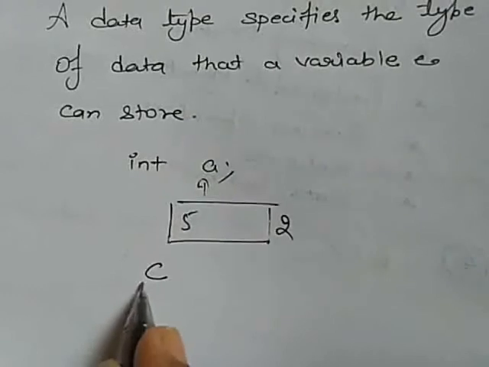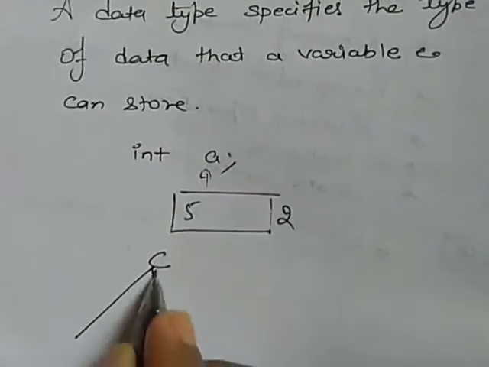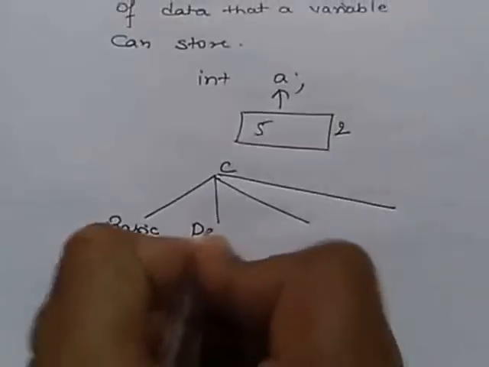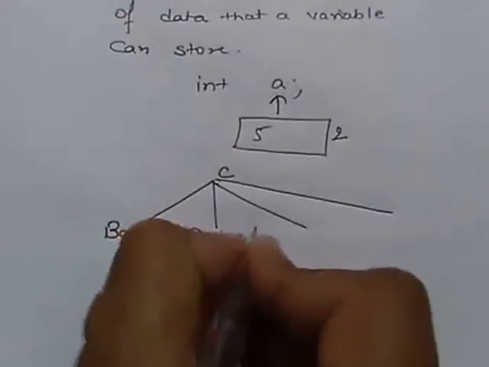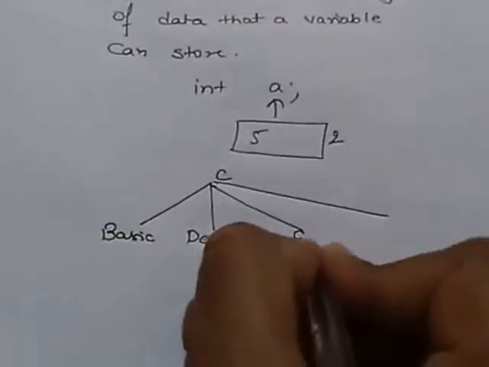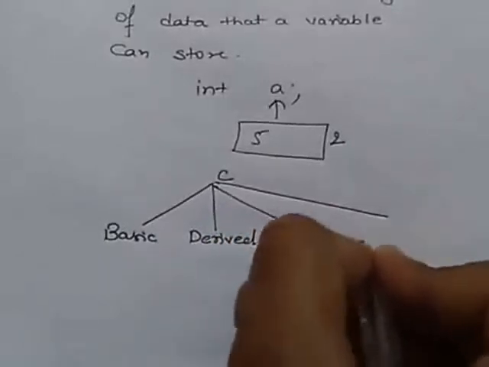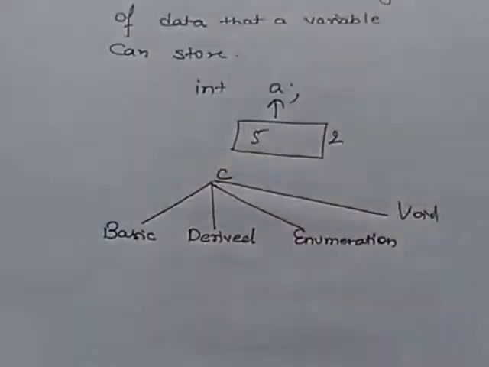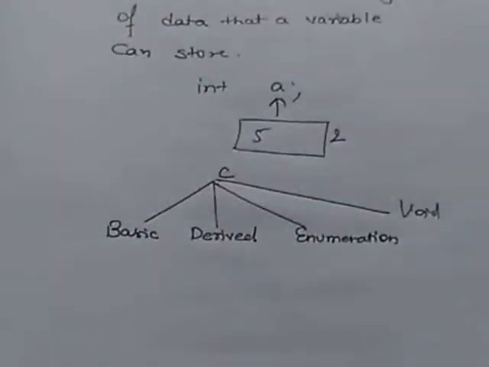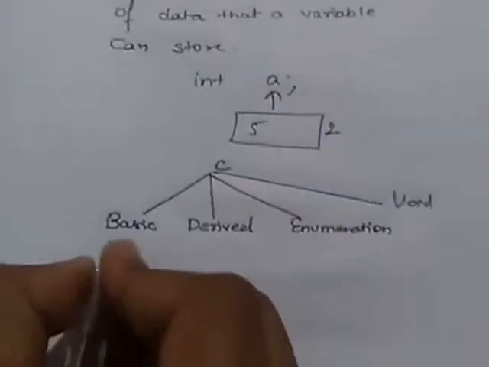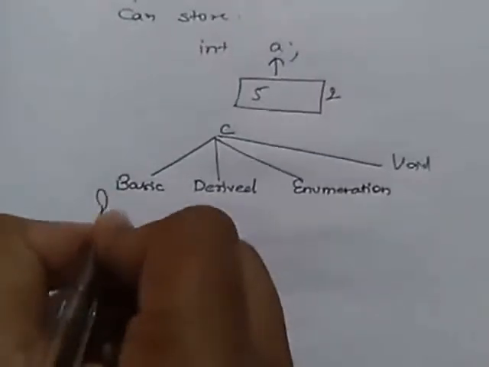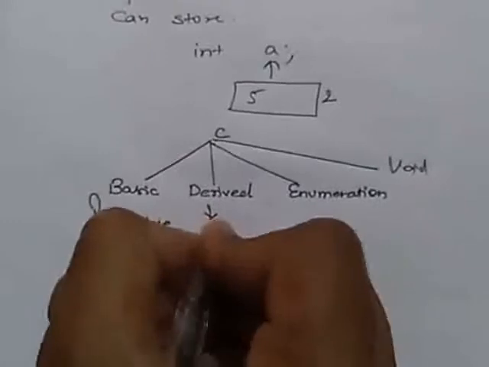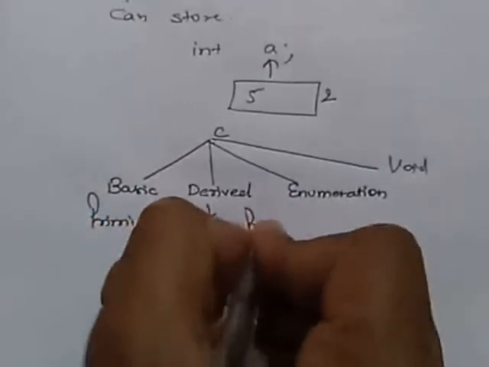Now, in C language, we have 4 types of data types: basic, derived, enumeration, and void. Now, basic data types, in short form, we can also say primitive, and derived data types we can also say non-primitive.